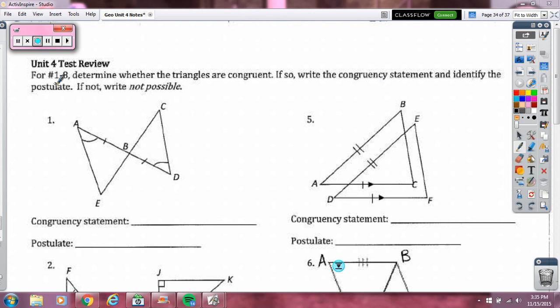So on these first couple questions we need to determine whether the triangles are congruent, and if they are, write the congruency statement and identify the postulate, so one of our big 5 statements. If not, then we'll write not possible.